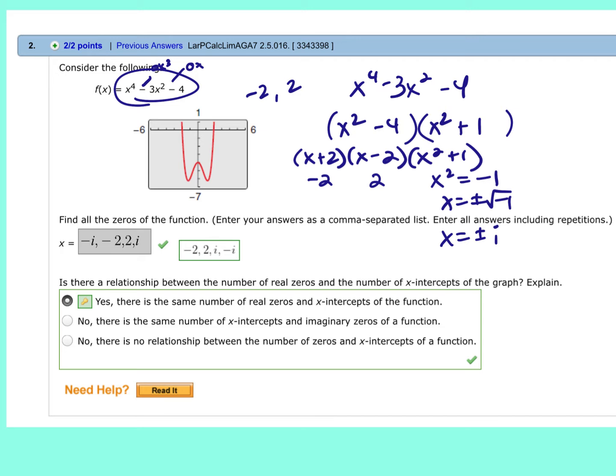For the question at the bottom, I didn't really understand. So it says, is there a relationship between the number of real zeros and the number of x-intercepts? The answer is yes. All your x-intercepts are real zeros. So the i's won't show up on your graph.